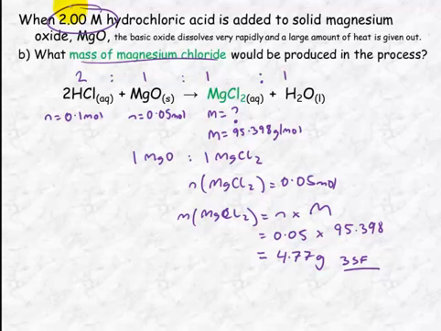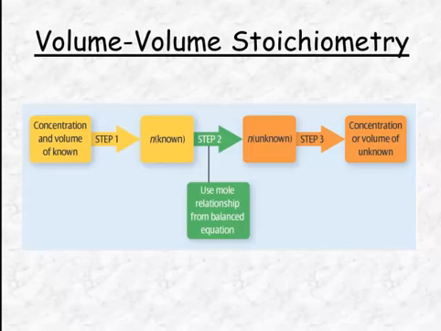What I'd like you to do now is have a go by yourselves at questions 5 and question 6 in the booklet and see how you go. And then I'm going to continue with just one more little example, which is volume to volume stoich, which is on number 11 of your booklet.